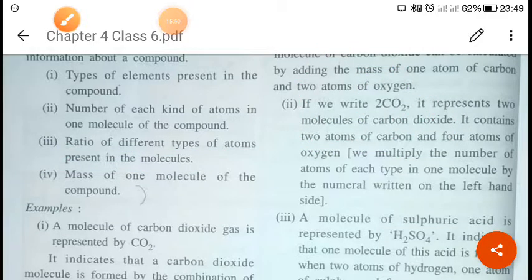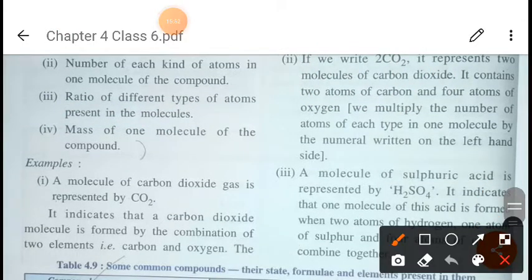Now next, a very important thing is the mass of one molecule of the compound. We can easily find out the mass of one molecule of a compound from that formula. You will learn how to find out the mass from the formula in your higher classes, not now.